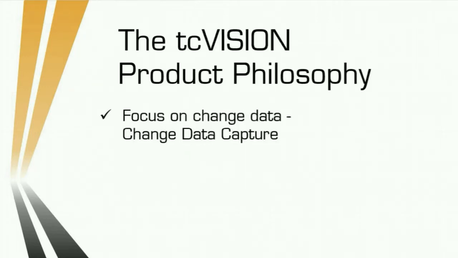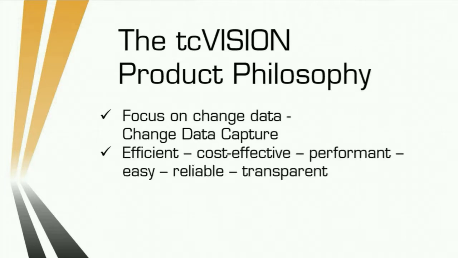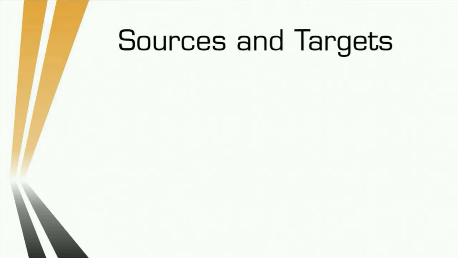The tcVISION product philosophy is to put main focus on change data. We always use the most efficient way to read data and implement it on the target side. Especially for real-time data for analytics, it is very important to have as little latency as possible. Which sources and targets can be used with tcVISION?